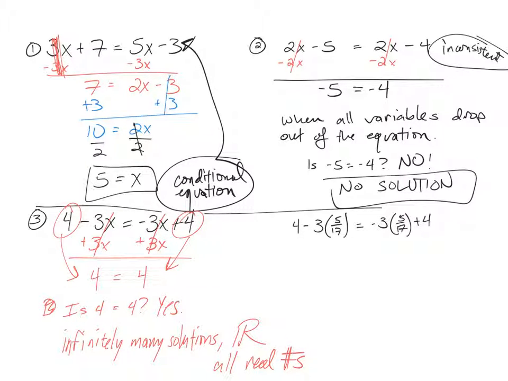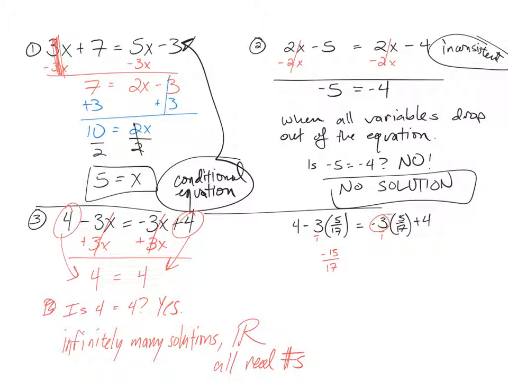Cool. Well, let's see if this checks out. If it checks out, both sides of this equation will become the same number. So let's multiply the negative 3 times 5 over 17. Negative 3 times 5 is negative 15. 1 times 17 is 17. And it'll be the exact same thing over here.